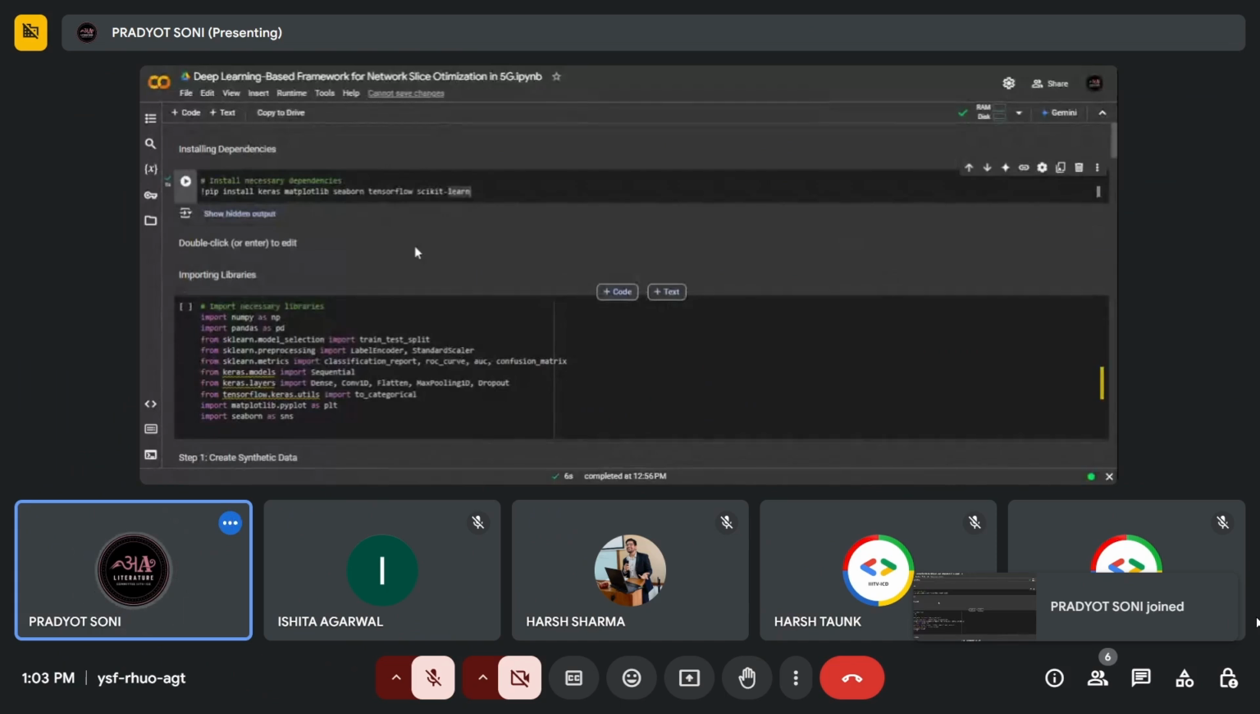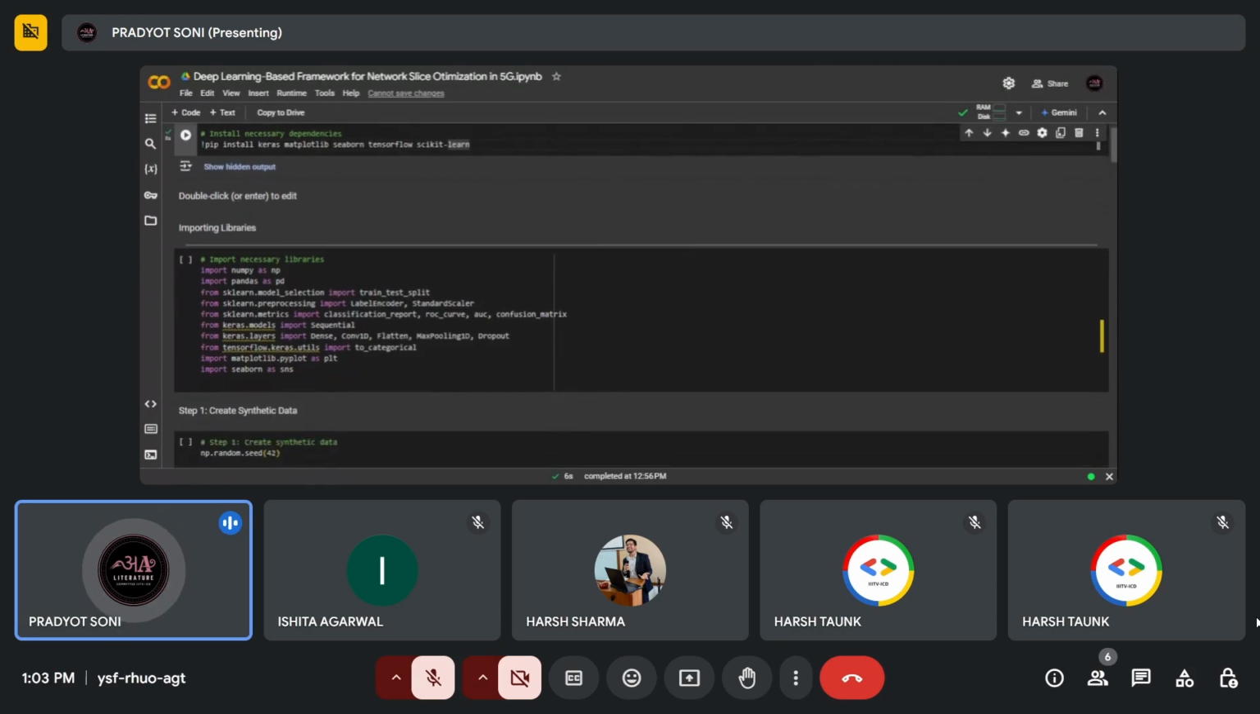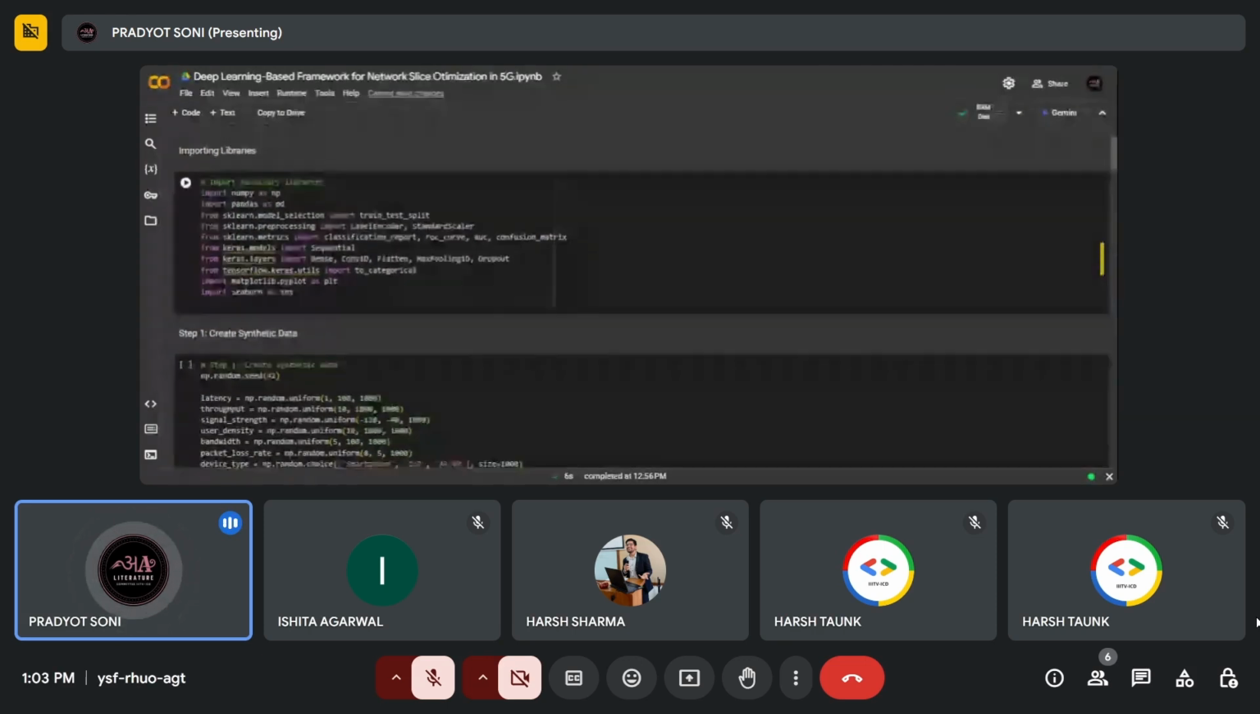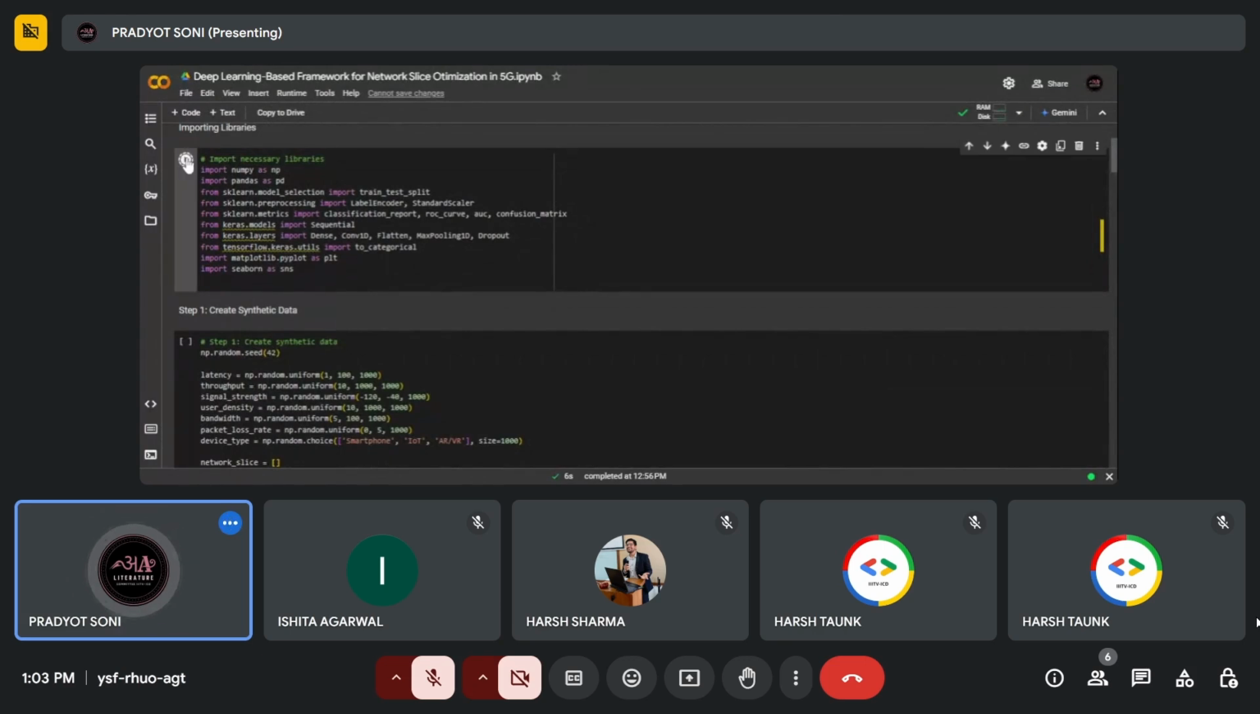Okay. So initially we started the deep learning based framework for network slice optimization with installing all the dependencies. So we started importing all essential libraries required for our project. Libraries like NumPy and pandas were used for data manipulation. We used matplotlib and Seaborn for visualization, and the deep learning components such as CNN layers were implemented using the Keras library in TensorFlow. Finally, the scikit-learn library was used for pre-processing and evaluation metrics.